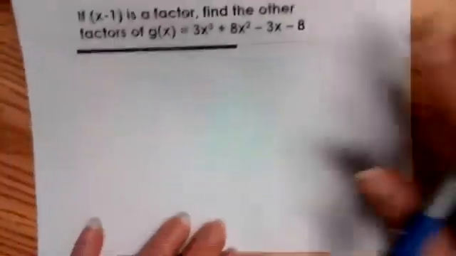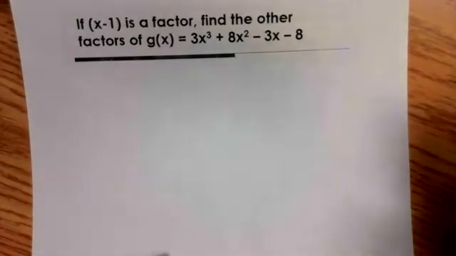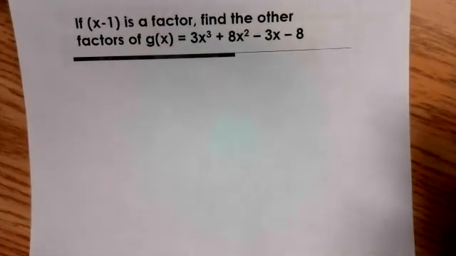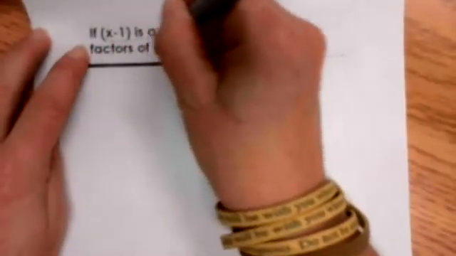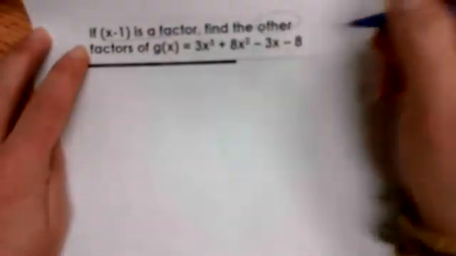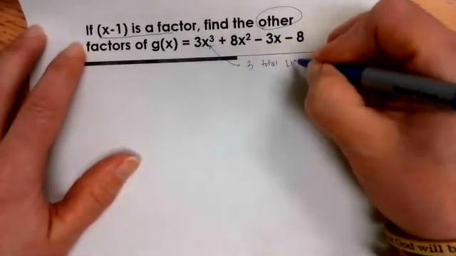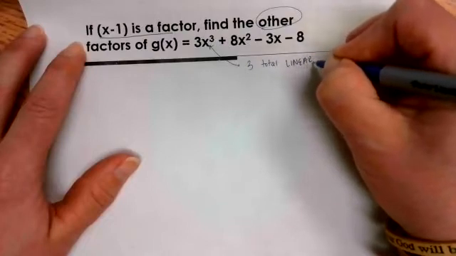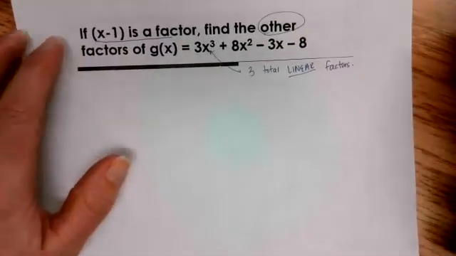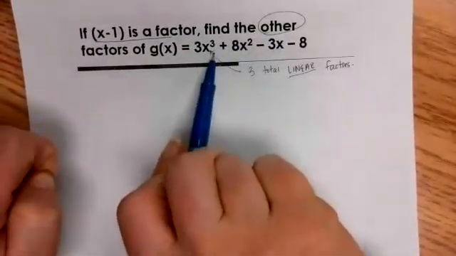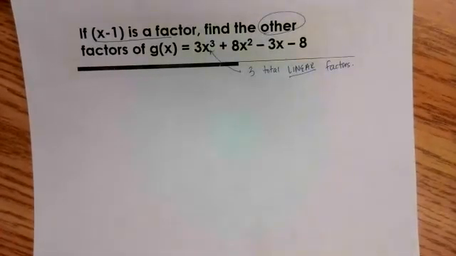Okay, this is what the factor theorem is all about. I want to find factors. Where are you? Just kidding. So if x minus 1 is a factor, I want to find the other factors. I'm looking for 3 total linear factors. X is to the 3rd power. It has 3 solutions. So I'm looking for 3 linear factors. If I ask you to find the linear factors, then they're going to be linear factors.